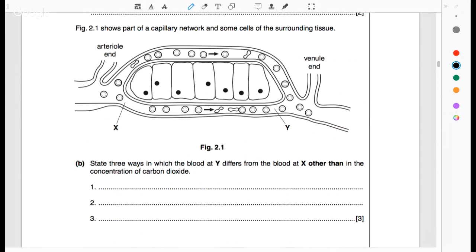So why would there be more? Yeah. So you could say less, you get a mark. You could also say there'd be more, but if you said there's more, you'd have to specify something. What kind of tissue would we have to be looking at for there to be glucose added to the blood?